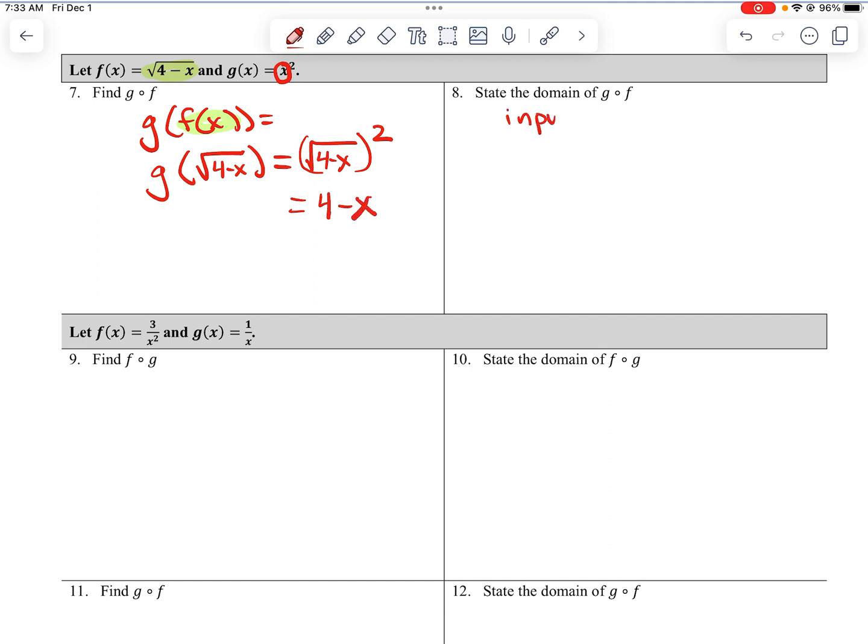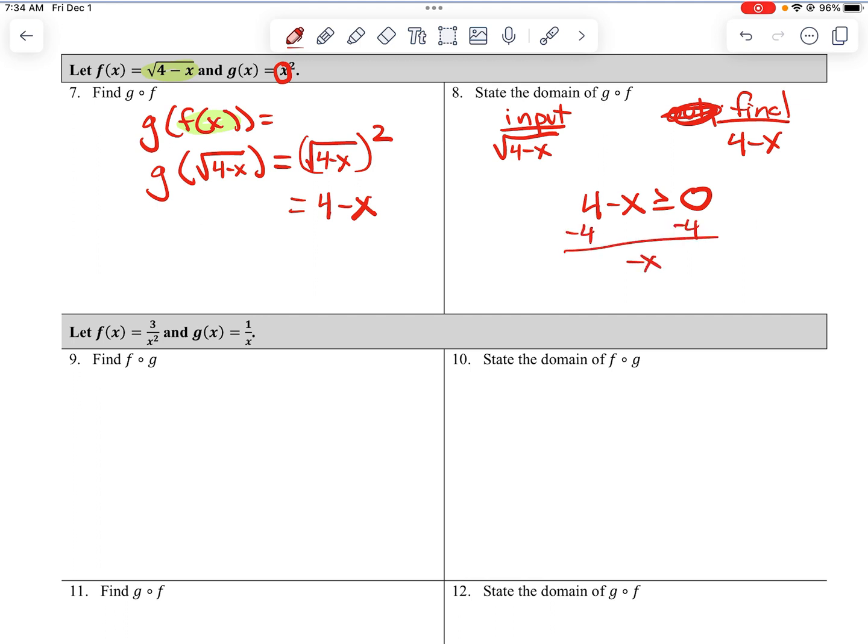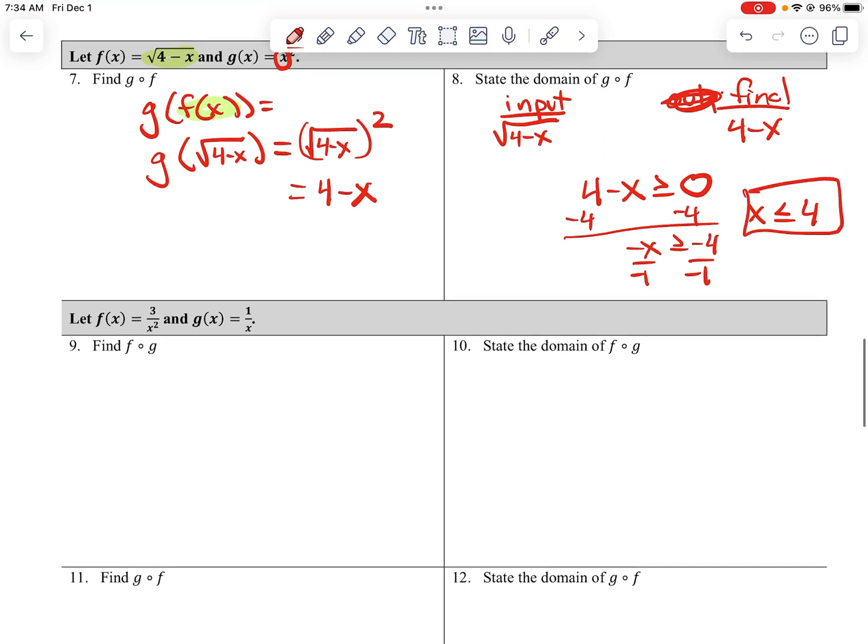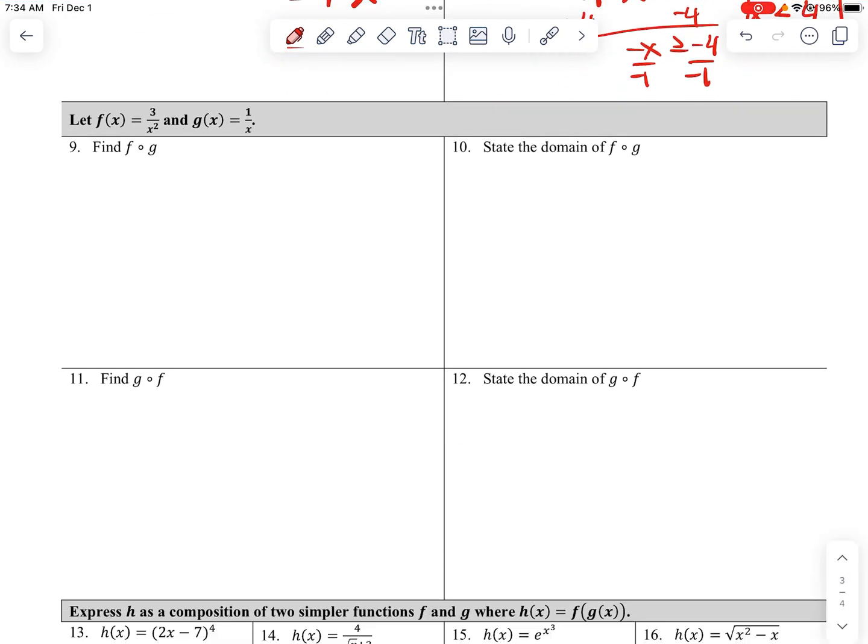All right, so let's check our input, the square root of 4 minus x, and our final of 4 minus x. Well, there's no restriction on our final, but on our input, 4 minus x, since it's underneath a square root, has to be greater than or equal to 0. So negative x is greater than or equal to negative 4. Divide by negative 1, we flip the inequality, so x has to be less than or equal to 4. All right, so we have f of g of x.